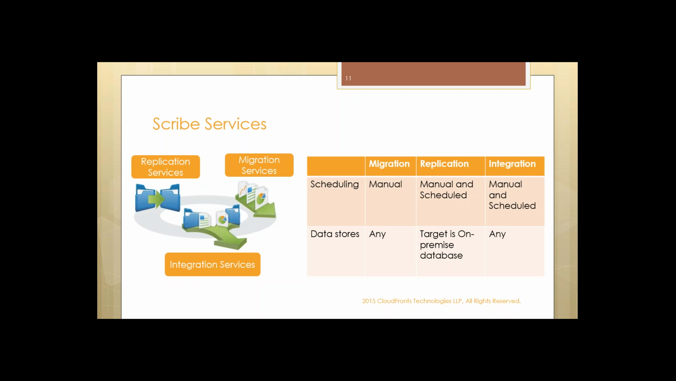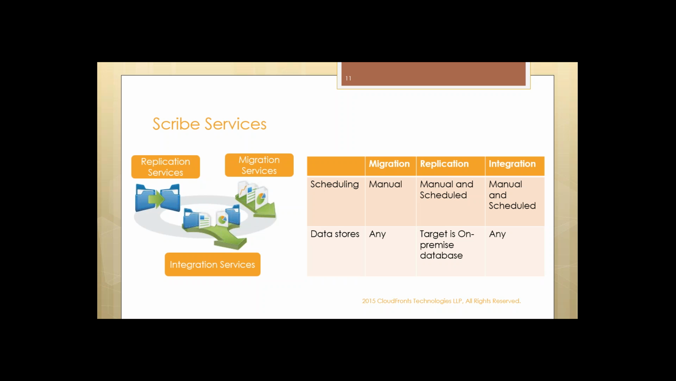Integration services are much more matured as compared to the rest of the Scribe services. They are bidirectional in nature with minimal restrictions. We can have integrations between a cloud to an on-premise data store, on-premise to a cloud, cloud-to-cloud integration, or an on-premise to on-premise integration. Which service to be used depends totally on the business requirement.